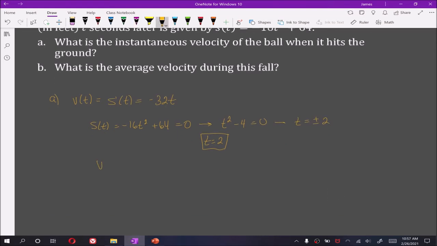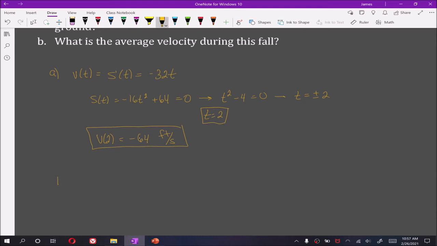We now just find v of 2, which is negative 64, and the units are feet per second. So the instant the ball hits the ground, it is traveling 64 feet per second in a downwards direction. That's what the negative indicates.